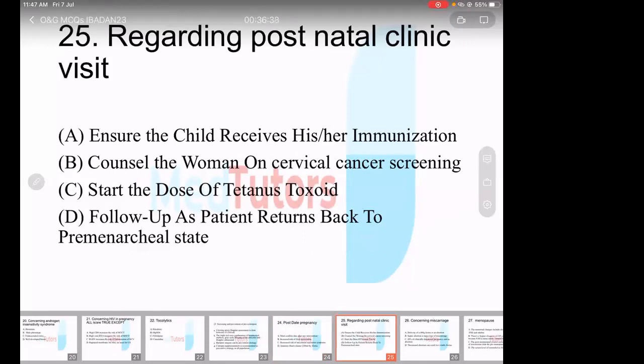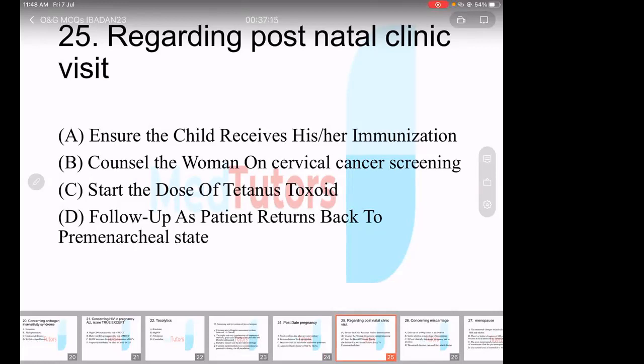Then question 25, regarding postnatal clinic visit. A, ensure the child receives his or her immunization. B, counsel the woman on cervical cancer screening. C, start the dose of tetanus toxoid. D, follow up as patient returns back to premenarcheal state. So, of course, when the woman comes to the postnatal clinic, you have to ensure that that child receives his or her immunization.